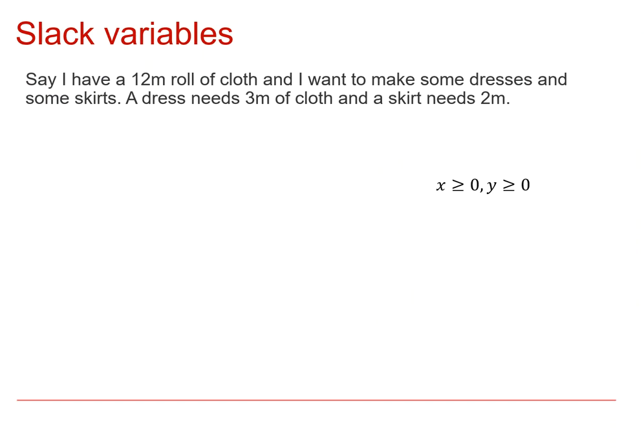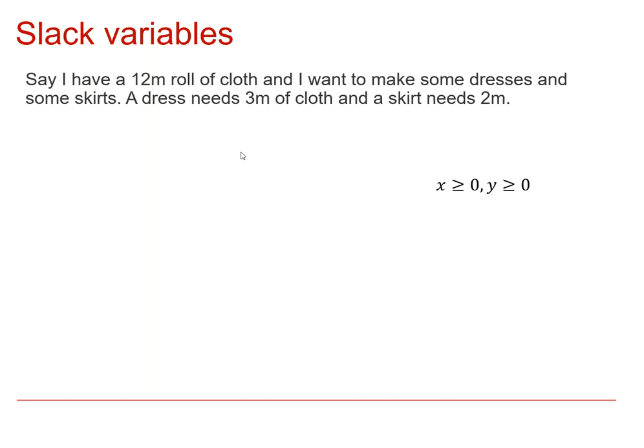So now we're going to introduce the idea of slack variables. Now these can be introduced anywhere where you've got an inequality representing a constraint, and what they will allow us to do, as you'll see in a moment, is turn that inequality into an equation. Now, to help us understand how these are working and what they might represent in the context of an actual problem, we're going to think of a real life problem here involving a 12-meter roll of cloth, and imagine that we're making some dresses and some skirts from that cloth.